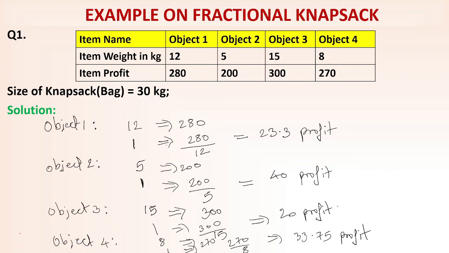So we got the profit for object 1, object 2, object 3, object 4 when you consider them only of 1 kg. Now we have to find out which object gives the highest profit. From these 4, we know that object 2 is giving the highest profit, that is 40. Similarly, object 4 is giving the next highest profit, that is 33.75. Object 1 is giving the next highest profit, that is 23.3, and the lowest profit is given by object 3. So now we have to fill the items in the bag or in the knapsack based on their profit. Whoever is giving high profit, that object we have to put first inside our bag.